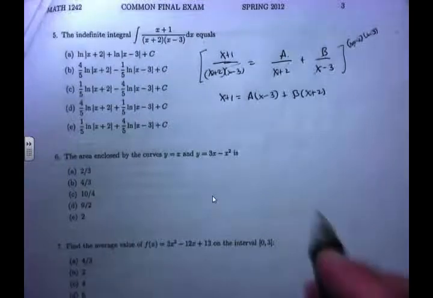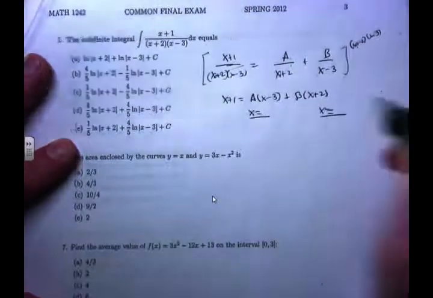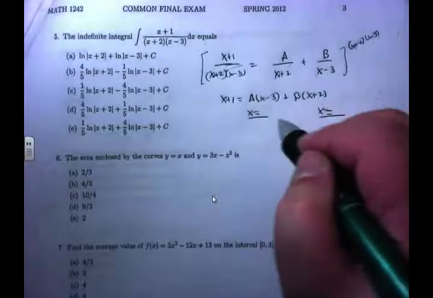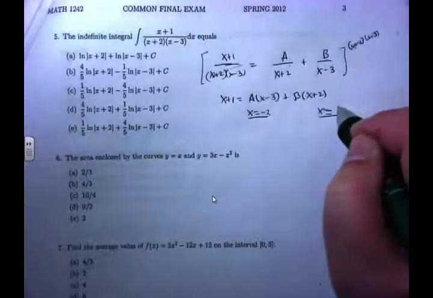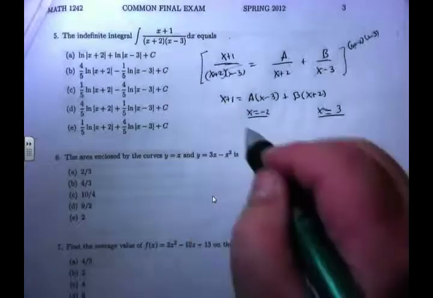So here I let x equal, and I'm going to pick two numbers. And typically, to save myself a lot of space and time here, I pick the numbers that make zero on my terms. Since it works for all x's, I choose x to be negative 2, and I choose x to be 3. When I plug in x as negative 2, I get this.